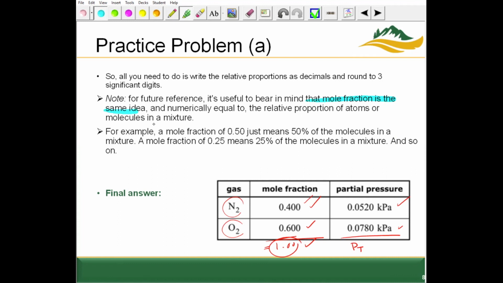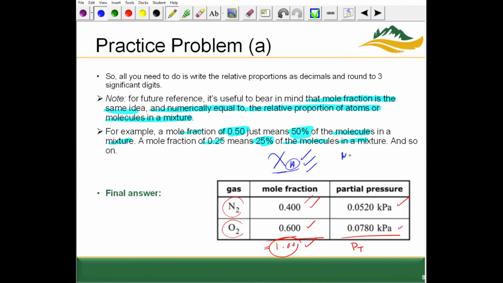Then this note here, for future reference, it's useful to keep in mind that mole fraction is the same idea, and it's numerically equal to the relative proportion of atoms or molecules in a mixture. For example, a mole fraction of 0.5 just means that 50% of the molecules in a mixture have that mole fraction of 0.5. A mole fraction of 0.25 means 25% of the molecules in a mixture, and so on. So these mole fractions are really handy. It can tell us how many molecules, how many atoms, how many ions of A there are in total from this idea of a mole fraction.